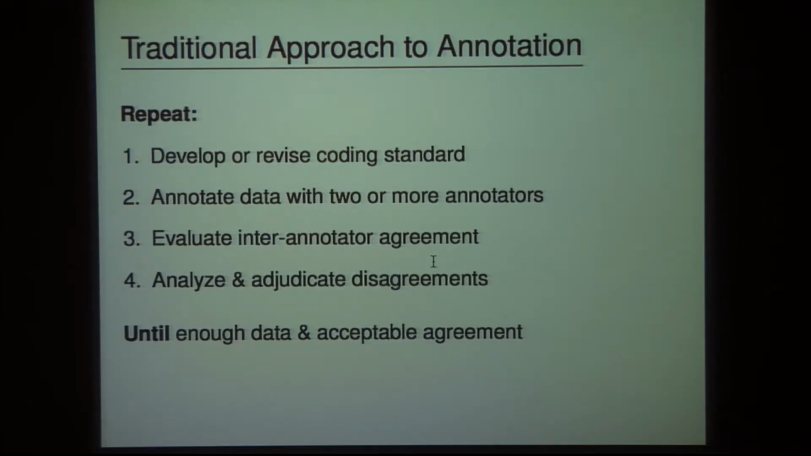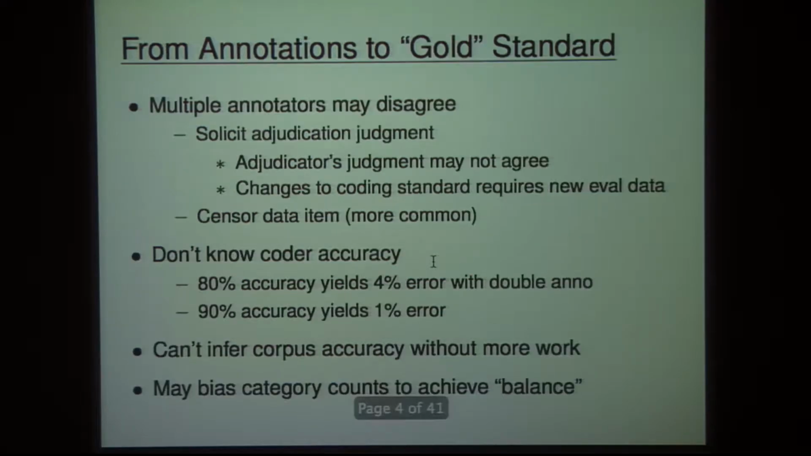So the traditional approach to data annotation, although we've already seen a couple non-traditional approaches already here today, is to develop or revise a coding standard, then annotate the data with multiple annotators, evaluate inter-annotator agreement, analyze and adjudicate any kind of disagreements, and keep doing that until you converge, right? It's very important that when you analyze and adjudicate, that you then go back for another round of annotation, because analyzing the data and adjudicating has basically changed your coding standard. So to be confident in the traditional way, you need to repeat this again with more data.